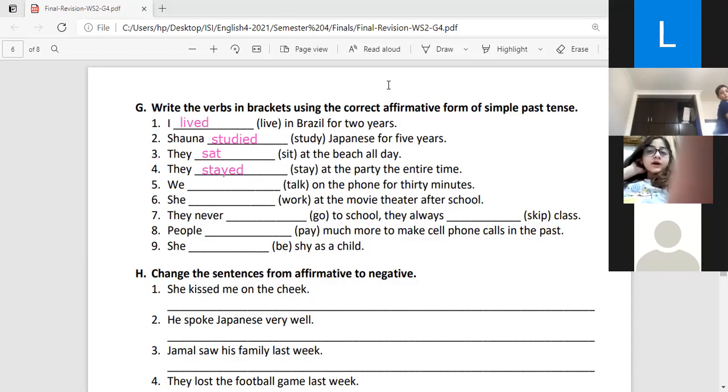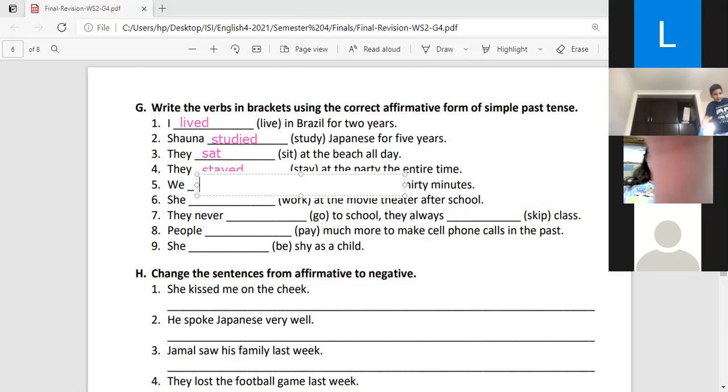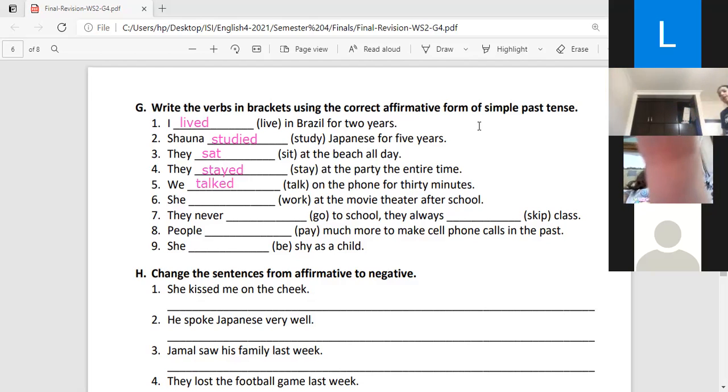Can I do this one? Yes, Amal. We talk on the phone for 30 minutes. We talked. ED. Talked on the phone. Excellent, Amal. Thank you, Amal. Number 6, guys.